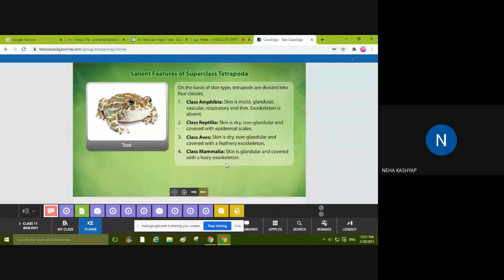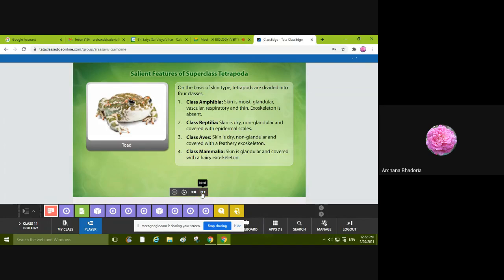Hairy skin. If you see the bear creatures, they have big hairs. But if you see us, we have small fine hairs. Now we'll take up one by one each class. Have all understood the main feature on the basis of which the tetrapods are classified into 4 classes?